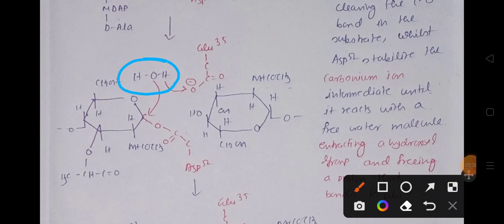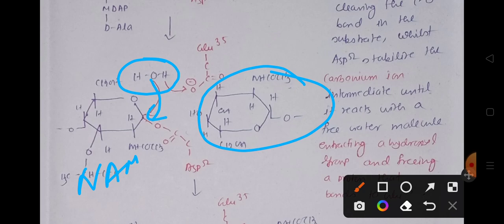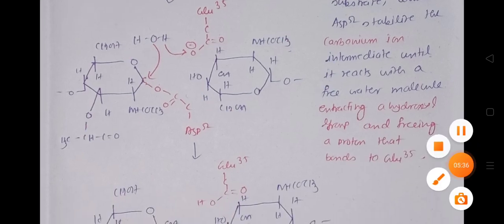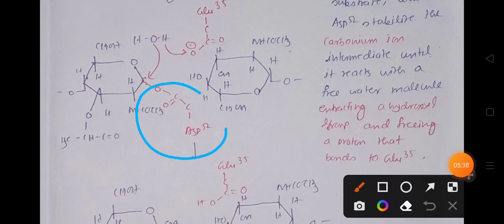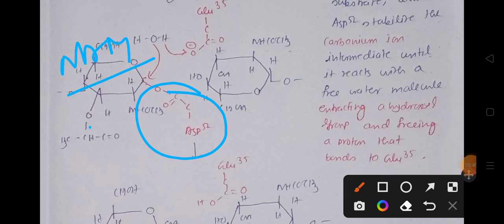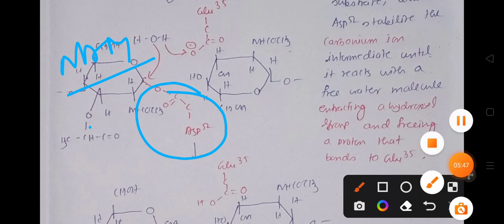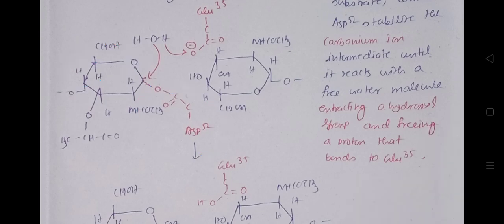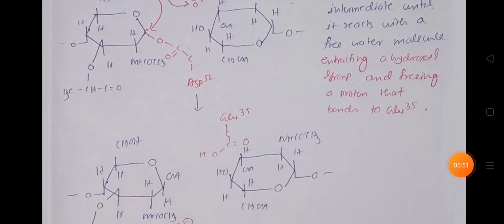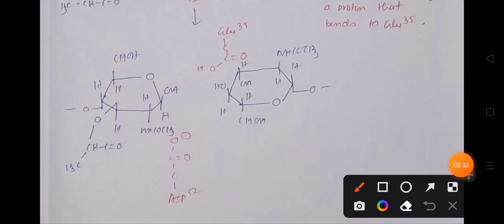In the next part, water comes into the picture and donates its hydroxyl to this NAM and its proton to this NAG. As a result, aspartic acid 52, which was involved in stabilizing this ion, is released, and the proton is taken up by glutamic acid 35. That's how the beta 1,4 glycosidic bond is cleaved.